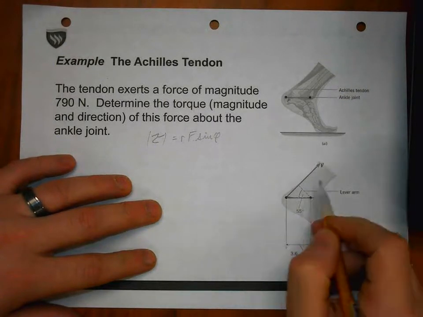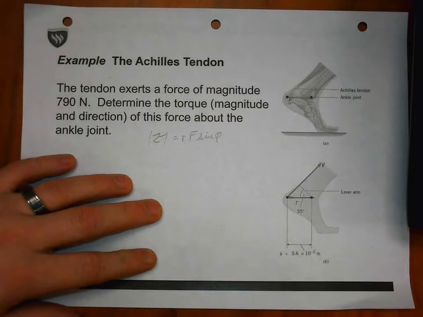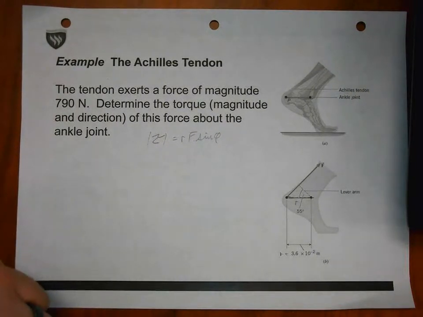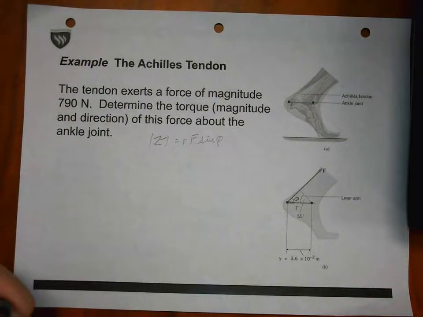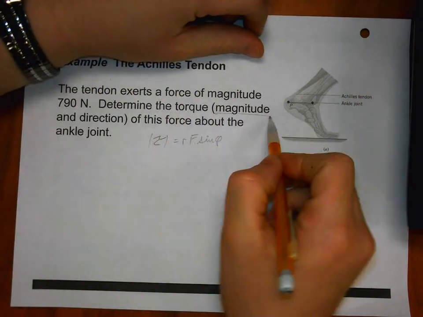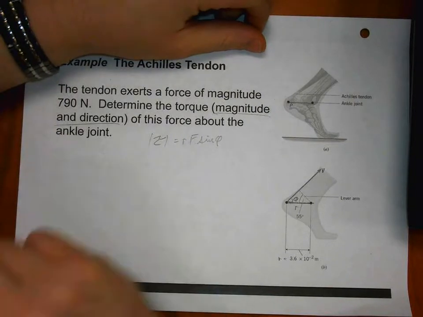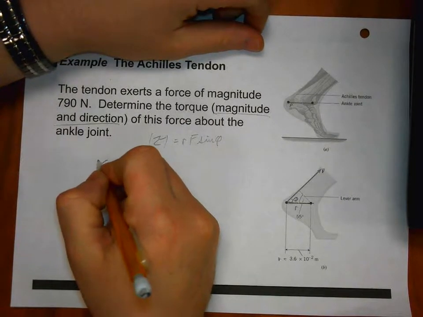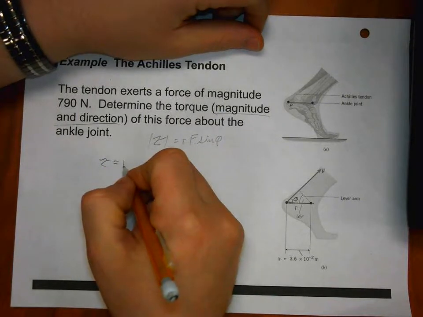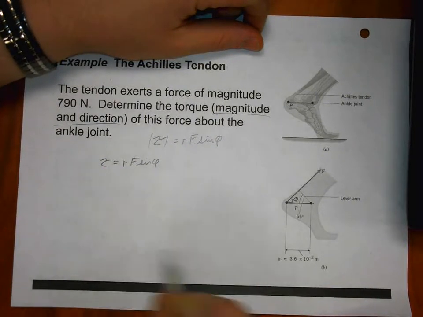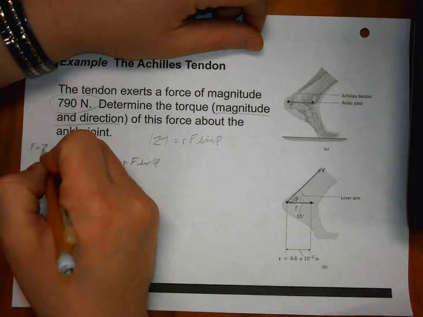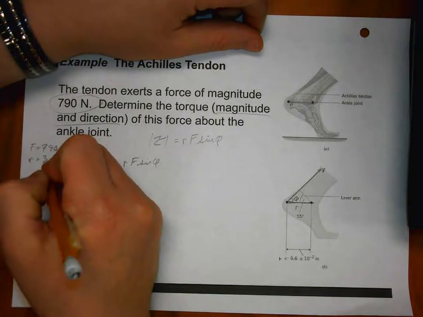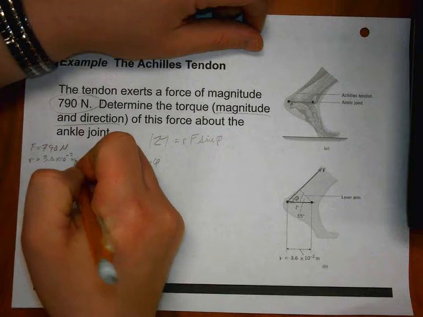So we're going to connect this arm here, and that is R, where R equals 3.6 times 10 to the negative second meters. And phi is this angle between the two. So then, in order to determine the torque, magnitude, and direction of the force about the ankle joint, we would say that torque equals, well, R F sine of phi. We have R, we have F. R equals 3.6 times 10 to the negative second meters.